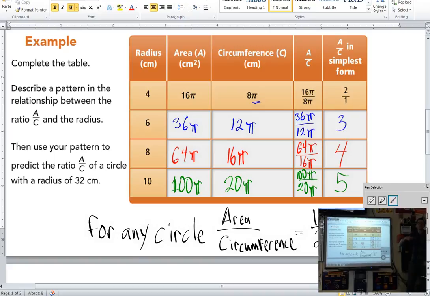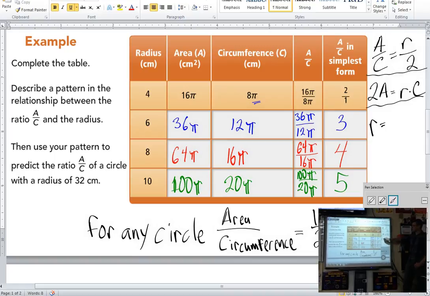So what we can do with that, actually, if we set up over here that area divided by circumference equals radius divided by 2. If I cross multiply, I get that 2 times the area actually equals the radius times the circumference. And I can build a bunch of different formulas from there. You don't have to use these, but this is just really cool stuff that the circle work can do for us. If I want to get radius by itself, radius will be 2 times the area divided by circumference.